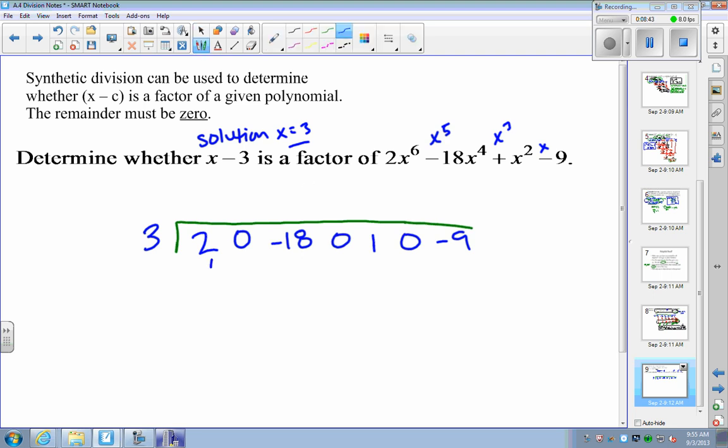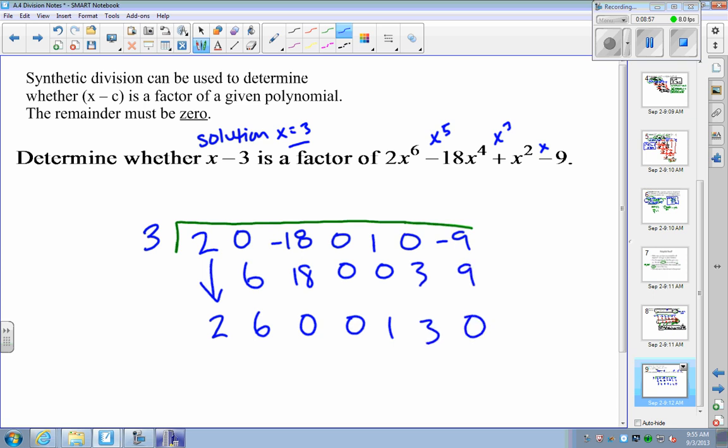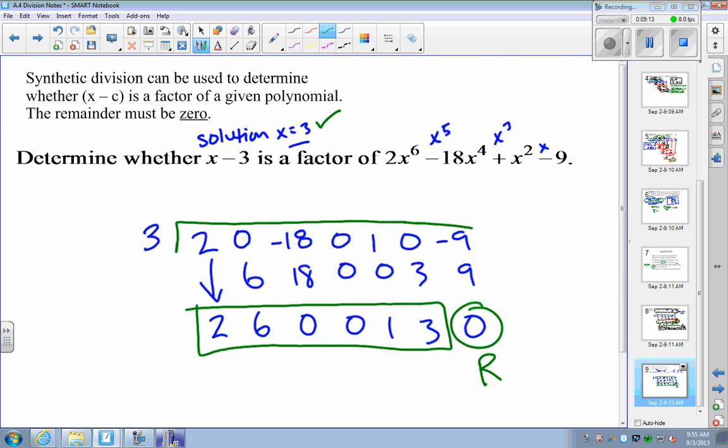Okay, drop the first number down, multiply up. Drop this down, multiply up. This is your remainder. If you get a remainder of 0, that means this checks out, that actually is a solution. So here's what's left over. The question is, determine whether this is a factor. So you would say yes, because the remainder is 0.